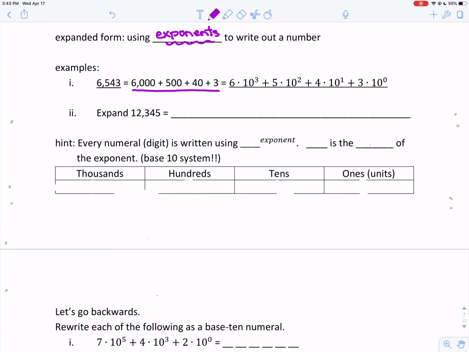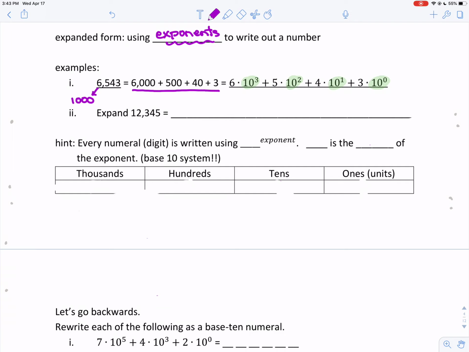So let's look at our 6. The 6 is in the thousands place. Thousands has 3 zeros, so that means it would be 10 to the third power. So you write 6 times 10 to the third. Then your 500 is 5 times 10 to the second. Your 40 is 4 times 10 to the first. And then your units, 3, is 3 times 10 to the 0, because anything to the 0 power is just 1.